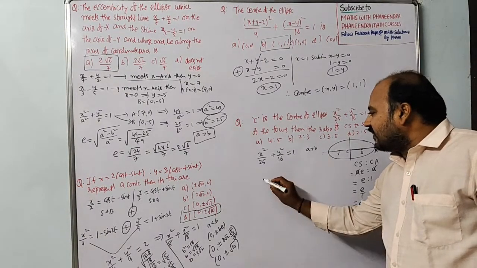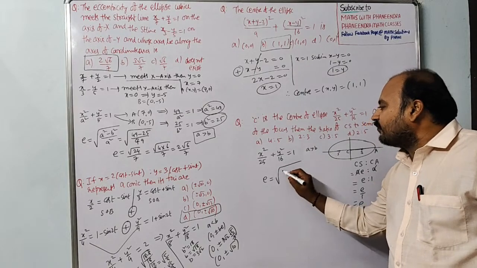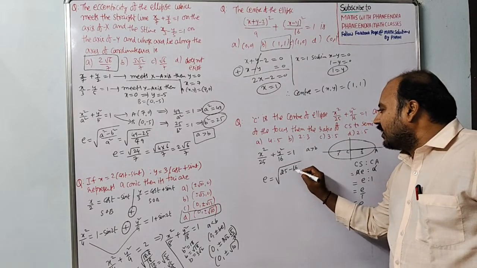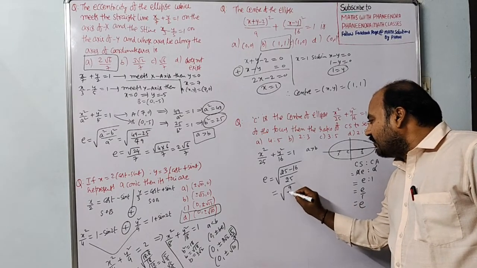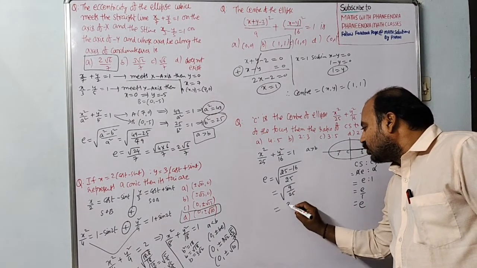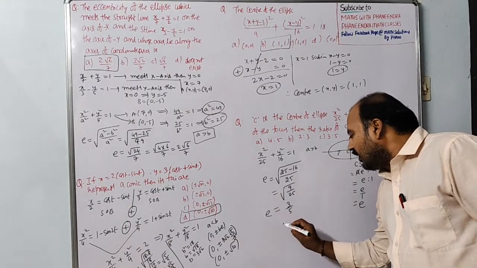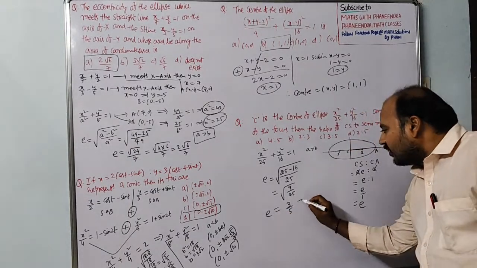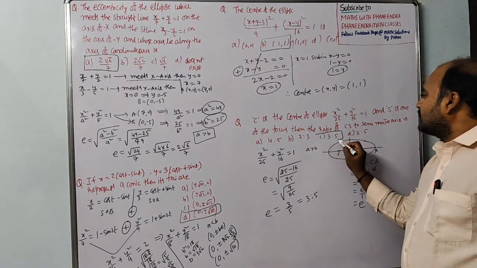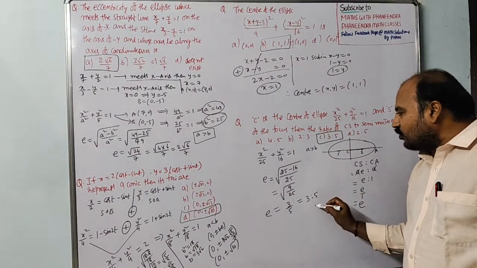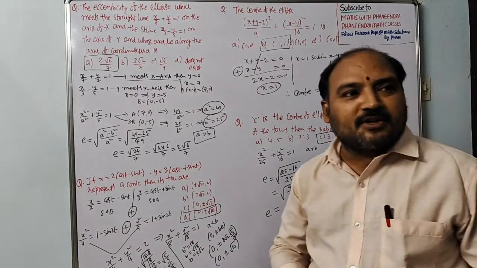So when a is greater than b, eccentricity is root over a square minus b square by a square, root of 25 minus 16 by 25. So root 9 divided by 25, so 3 by 5. So e means 3 by 5, that is equal to 3 is to 5 also we can write it. So eccentricity e is equal to 3 is to 5. I hope everyone understands this, students.